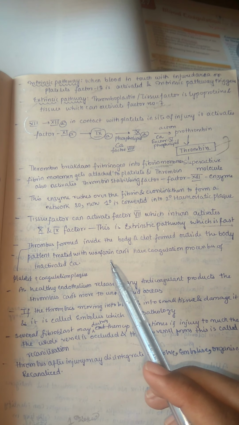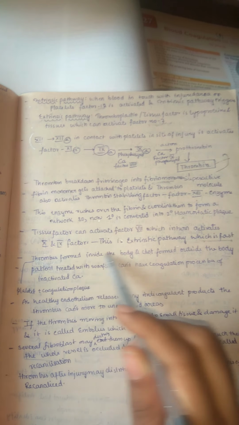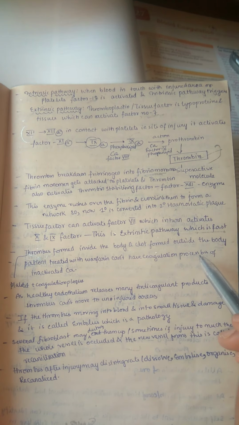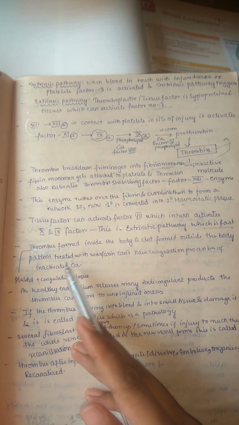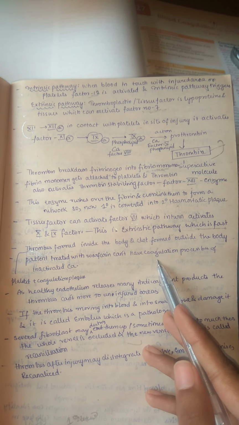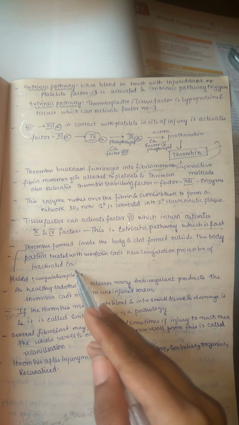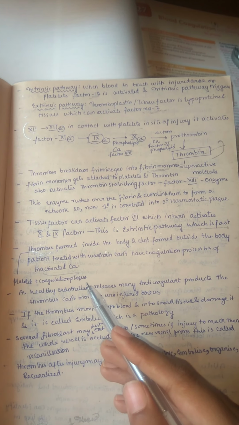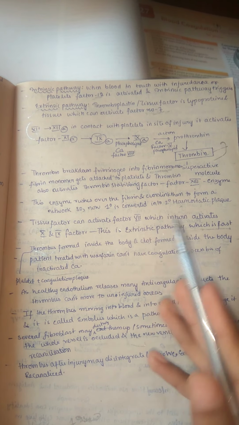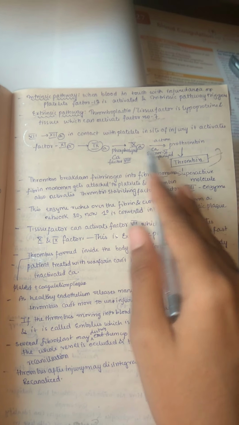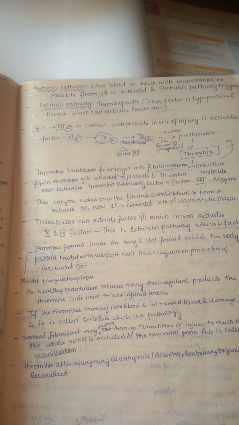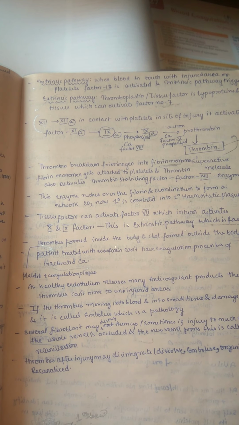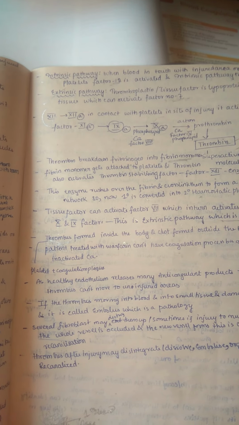The thrombus is formed inside the body and the clot forms outside the body. Always remember, thrombus means forming inside the body, while clot means forming outside the body, towards the exposed surface. A patient treated with warfarin can't have the coagulation process because of inactivated calcium. Warfarin inactivates calcium. Calcium plays a major role in these two steps in the formation of a clot. So in warfarin patients there is no coagulation because of inactivated calcium.